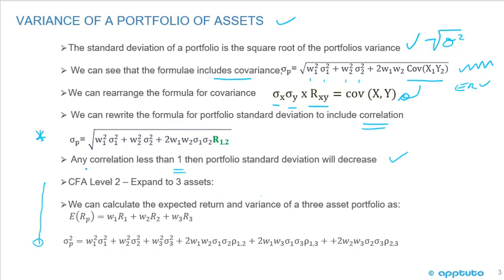Okay? So again, the formula for the standard deviation of a portfolio, weight 1 squared times variance 1 plus weight 2 squared times variance 2 plus 2 times weight 1, weight 2, standard deviation 1, standard deviation 2 times the correlation coefficient. Or again, the last 3 variables there, standard deviation 1 times standard deviation 2 times correlation, that's the covariance.